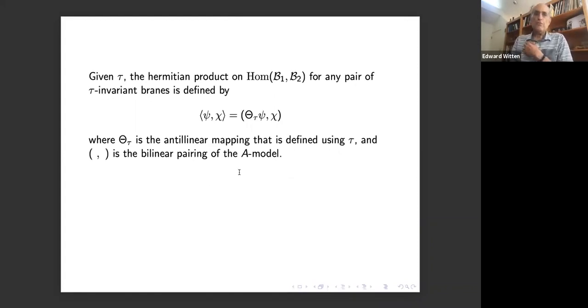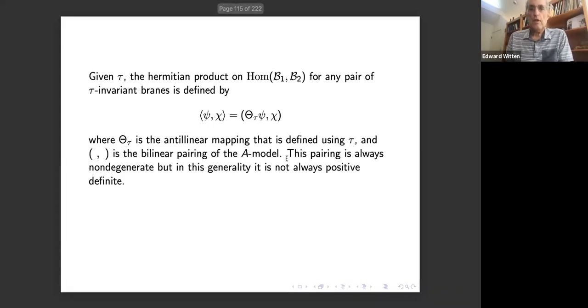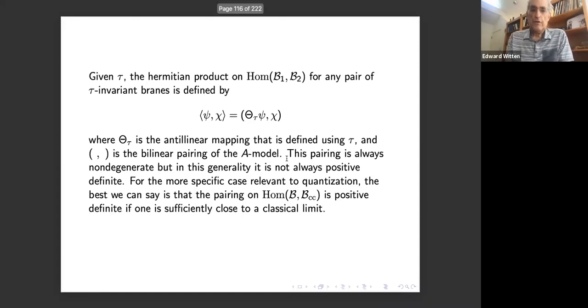So once we have tau and theta tau, the Hermitian product on the Hom space for any two tau invariant branes is defined by just including theta tau in the usual B model pairing. This pairing is always non-degenerate, but in general, it's not positive definite. For today's application, for the case relevant to quantization, the best we can say is that the pairing on Hom from B to BCC is positive definite if one is sufficiently close to a classical limit.